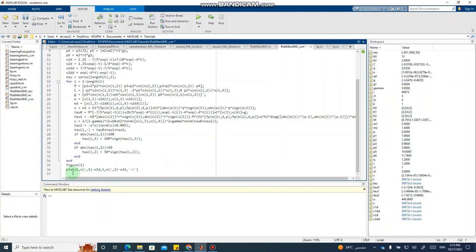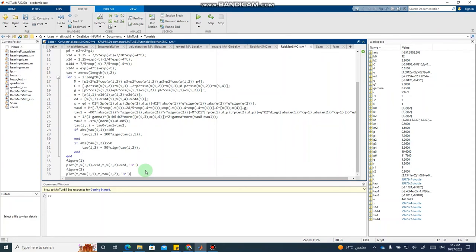Now you can plot this: plot x1, x2, x1 minus x1 desire, which will be the error in the first joint reference tracking, and x2 minus x2 desire, which will be the error in the tracking of the second joint. Then this will be the plot of the controllers. This is where we are, so we just save it.